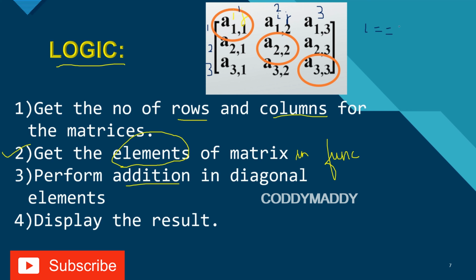So if you see, when i is equal to j, like when the row value is equal to the column value, we have to add that value. Else we have to ignore other values. We have to ignore them because we have to perform the sum of only the diagonal elements.